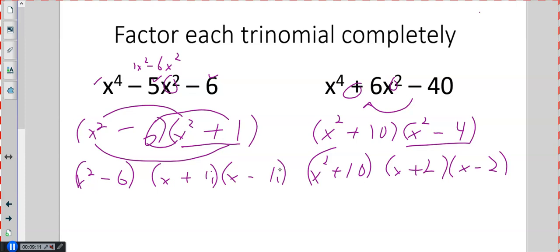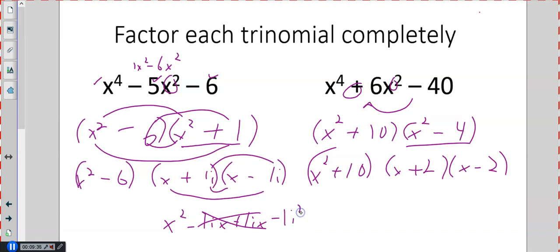Let's see what happens. x times x is x squared. I get negative 1ix plus 1ix. Those are going to cancel each other out, so no big deal. That's why we do 1 plus, 1 minus. And then here, we're going to get positive times a negative, 1i squared. And what does i squared always turn into? A negative 1. Negative times a negative is positive, and that's why we end up with x squared plus 1. So that is a sum of squares.